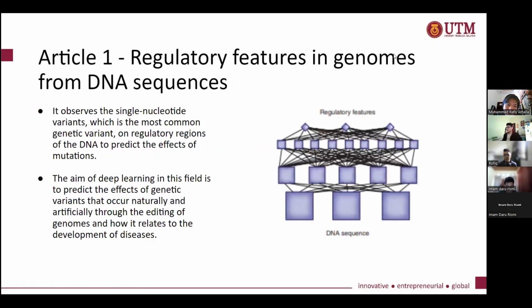Okay, so for the applications, we're going to take a look at each of the 5 papers that we selected to review. For the first article, called Regulatory Features in Genomes from DNA Sequences, the paper mainly observes single nucleotide variants, which are the most common genetic variant on regulatory regions of the DNA, to predict the effects of mutation. And the aim of this deep learning in this field is to predict the effects of genetic variants that occur naturally and artificially through the editing of genomes, and how it relates to the development of diseases.